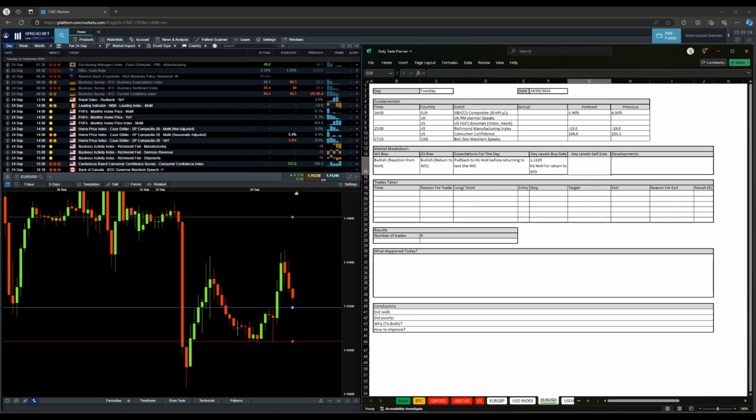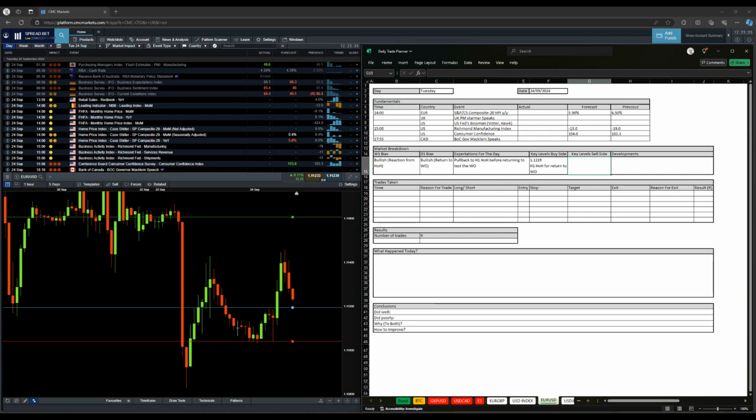So on the bottom left hand side of the screen you can see the hourly chart of the euro dollar. In the top left of the screen you can see the calendar and the news flow that was coming out yesterday. And on the right hand side of the screen you can see my plan, which is a really important part of my process, and you can see the rationale for the trade has been written down ahead of time.